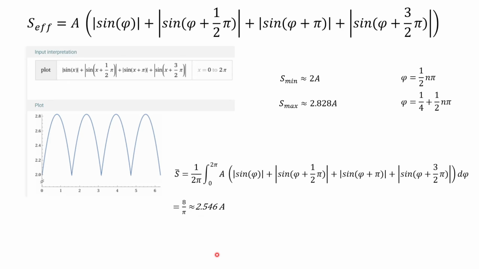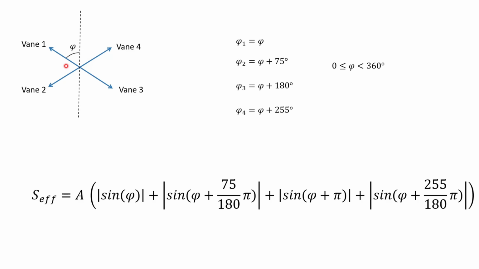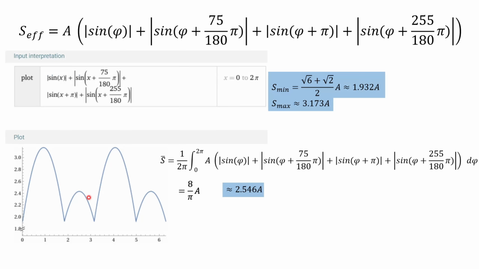Let's look at another niche setup, 75-105. All right, I've heard about this. I've never seen anyone do it. But, follow the same process. You have a minimum, maximum effective surface area. Look how different these numbers are. That's because your arrow is not symmetrical, right? However, your average effective surface area is still 2.546, just like a regular 4-fletch.